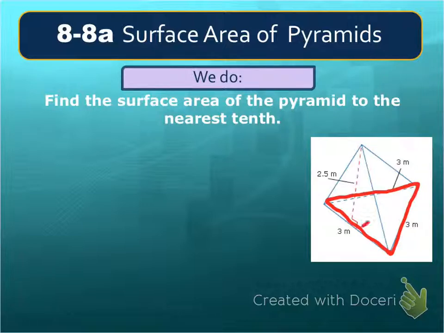Remember, the height of a triangle, we need to find the area of the base. So you've got to try to find this height. Well, if I draw that as a right angle, I know that that bisects this line, so this side over here is going to be 1.5. So now I can use the Pythagorean theorem to find the lateral height. So you're going to have 1.5 squared plus my lateral height squared is equal to my 3 squared.